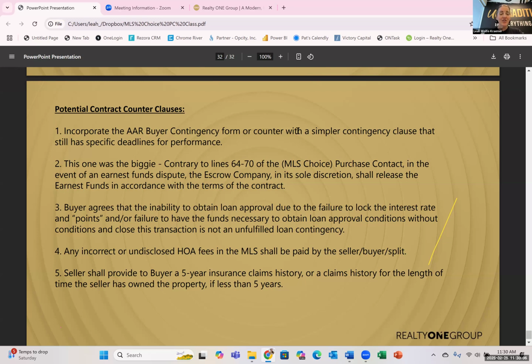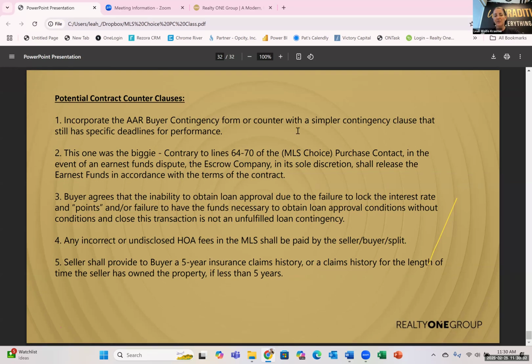Any incorrect or undisclosed HOA fees in the MLS shall be paid by the buyer, seller, or split. Again, depending on who you represent, that may or may not be a concern, but it's just something for consideration that's missing from this particular contract. And again, the seller shall provide to buyer a 5-year insurance claims history, or a claims history for the length of time the seller has owned the property if less than 5 years, as opposed to a CLUE report. So just a few, like I said, that I wanted to have accessible to you.